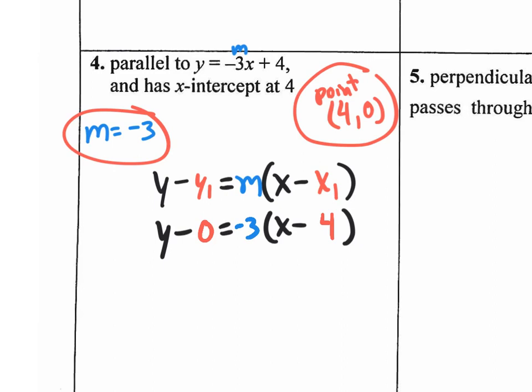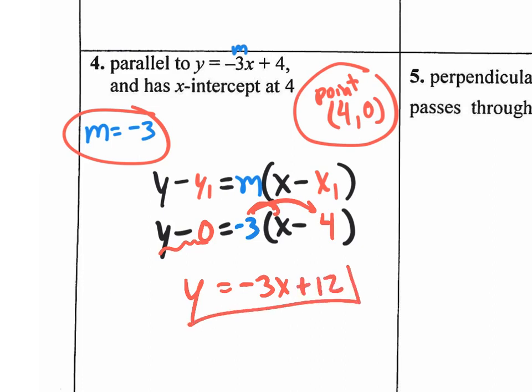And when you start simplifying, y take away 0, simply y. And when you start distributing, negative 3 times x is negative 3x, and negative 3 times negative 4 is positive 12. This would be your final answer that's in slope-intercept form. Now, the instructions to this whole worksheet says to rewrite it in slope-intercept form. That's why we changed it to slope-intercept form.